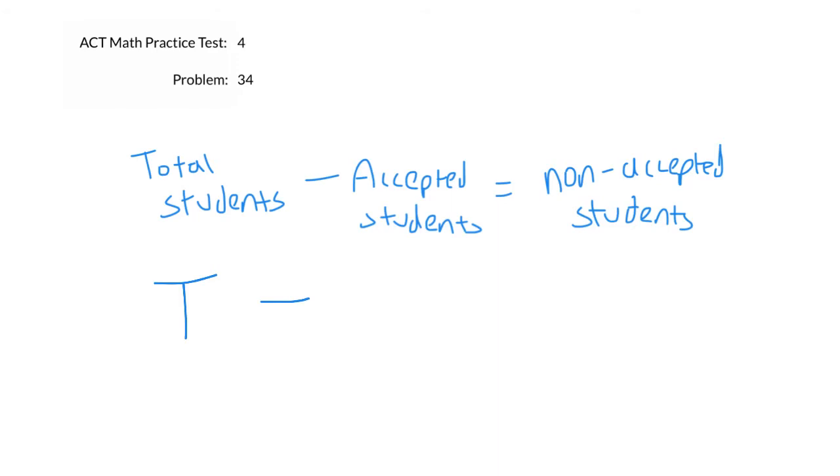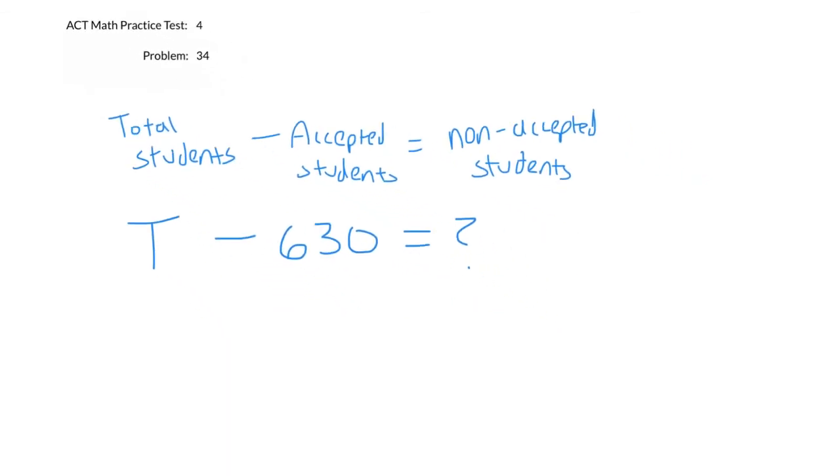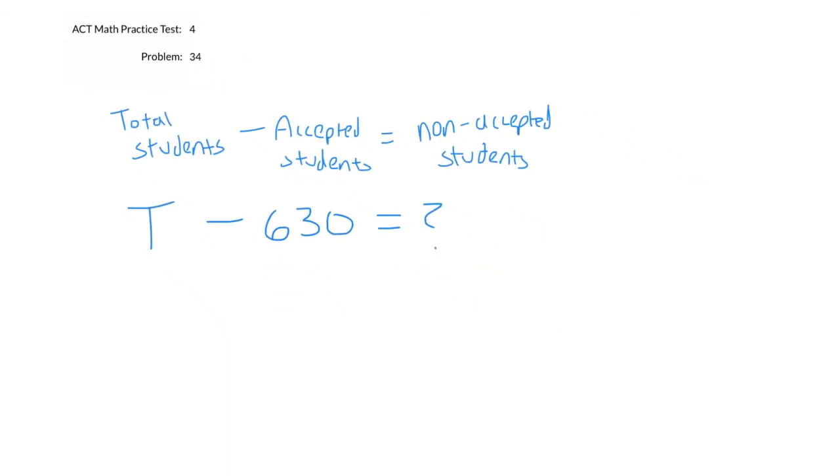Now we know that 630 students have been accepted. And our goal is to find out, what is this question mark here? So obviously, it would be nice to know what T is, the total amount of students there are. So the question is, how do you find that out? Well, you find that out by setting up a proportion.